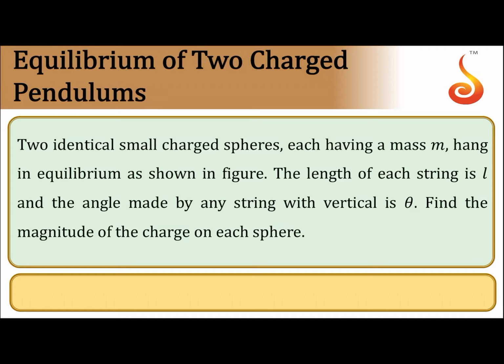Two identical small charged spheres, each having a mass m, hang in equilibrium as shown in the figure. The length of each string is L and the angle made by any string with vertical is theta. Find the magnitude of the charge on each sphere.